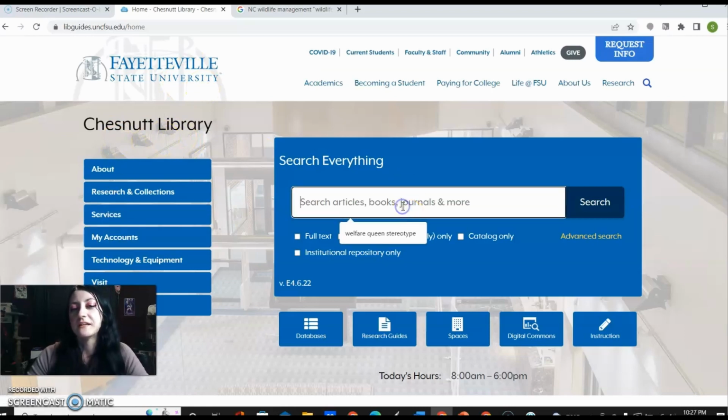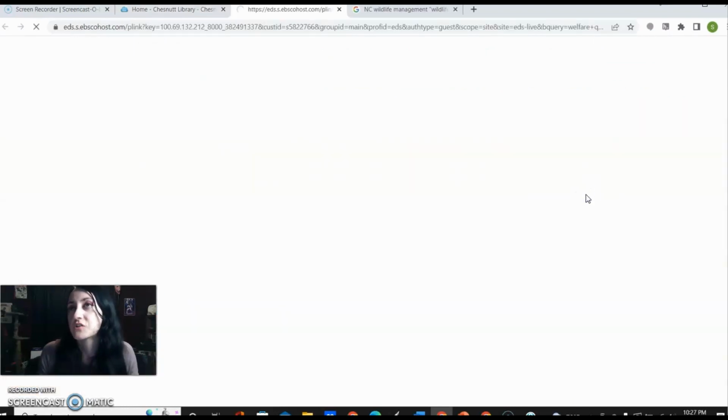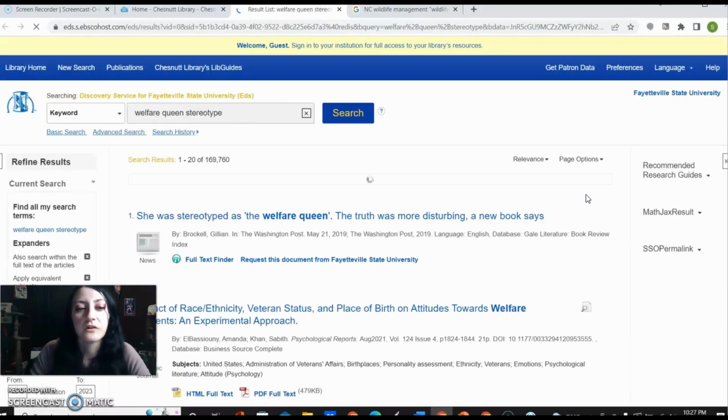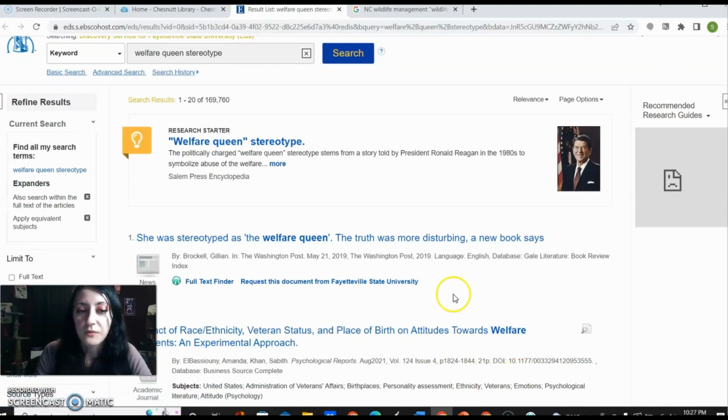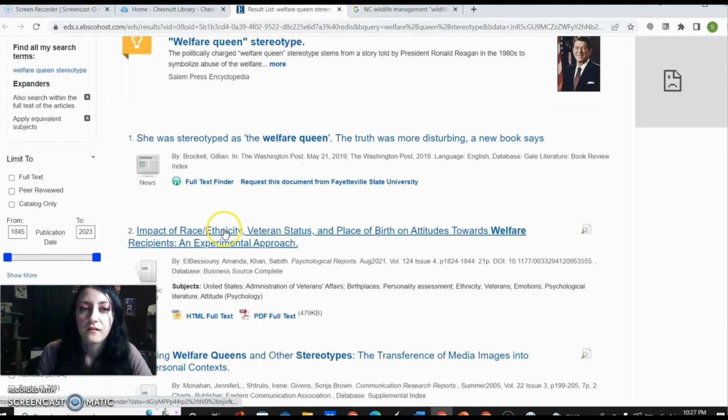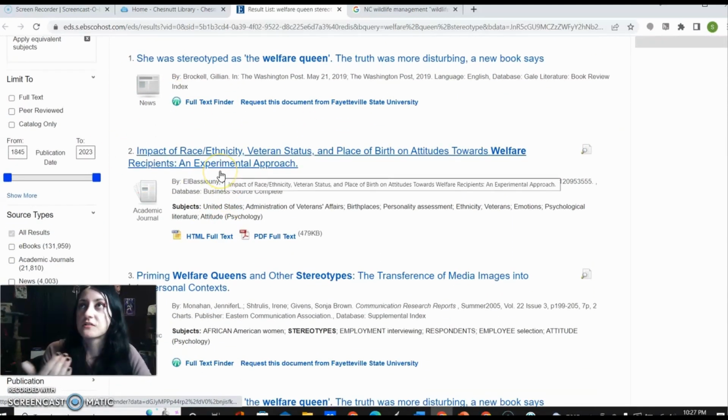Here you can type in, I was helping a student do the welfare queen stereotype, so we can do a search here. And I don't have to know a particular journal. This one will pull up articles based on what it is that I'm looking for, right? So here, right, it's going to start giving me articles.